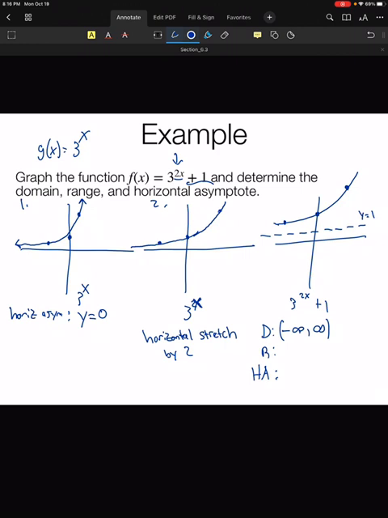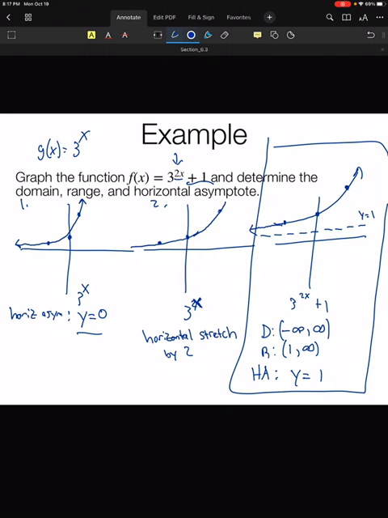The range, it certainly goes up to infinity as x gets larger and larger, but as x gets more negative, this number is going to decrease until it almost hits 1. But it's never going to reach 1. So the range is 1 to infinity. And the horizontal asymptote, because we shifted up 1, goes from y equals 0 to y equals 1. Okay, and so all of these together constitute an answer. All right, so hopefully that made sense.